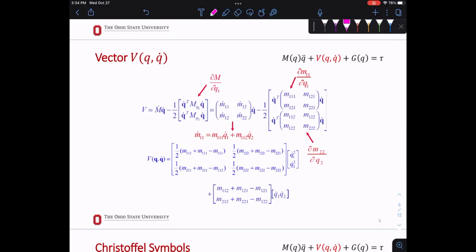To make this make more sense, I am using the example of a 2R robot. M is M11, M12, M21, M22, so four elements. Now, M dot, Q dot. Q dot is the joint variables. Your M dot is going to be the element-wise time derivative: M dot 11, M dot 12, M dot 21, M dot 22.